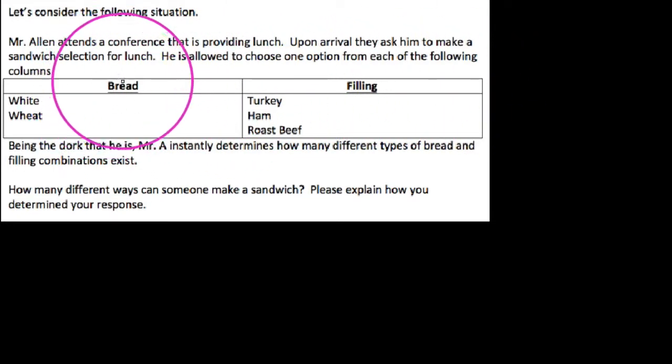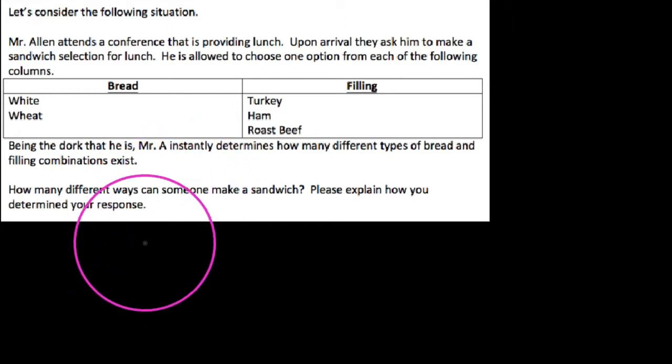So it looks like we have a bread option here. I either get to choose white or wheat, as well as what kind of meat I would like on the inside: turkey, ham, or roast beef. So instantly, what this says is that I try to calculate how many different possible outcomes or combinations exist. The question really is this: how many different sandwiches could we make? And I want to know why we get the response we do. So I think that we could start with this.